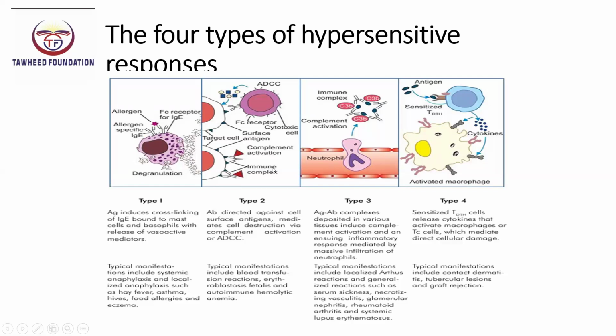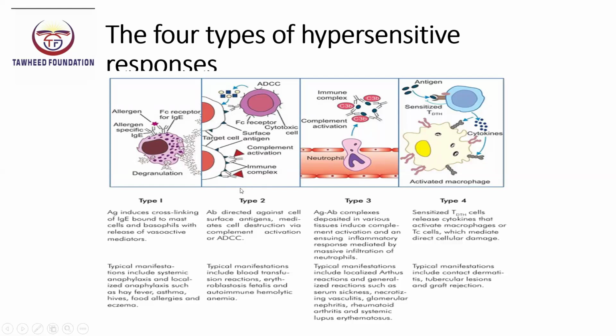Next is type 2, cytotoxic antibody-dependent hypersensitivity. So this slide focuses on antibody binding to cell surface antigen, that is complement activation or ADCC. In type 2 hypersensitivity, the antibodies, mainly IgG or IgM, bind to antigens that are present on the surface of the body's own cell. Once bound, these antibodies trigger complement activation or recruit cytotoxic cells that destroy the target cell.